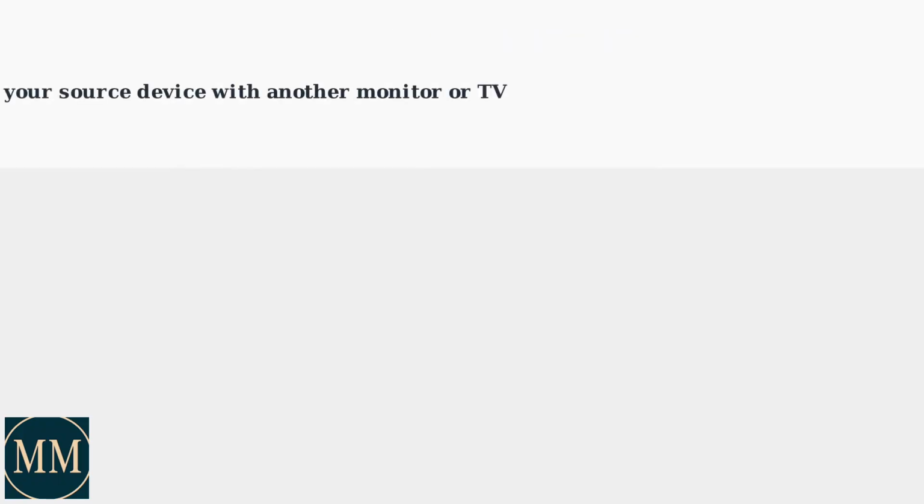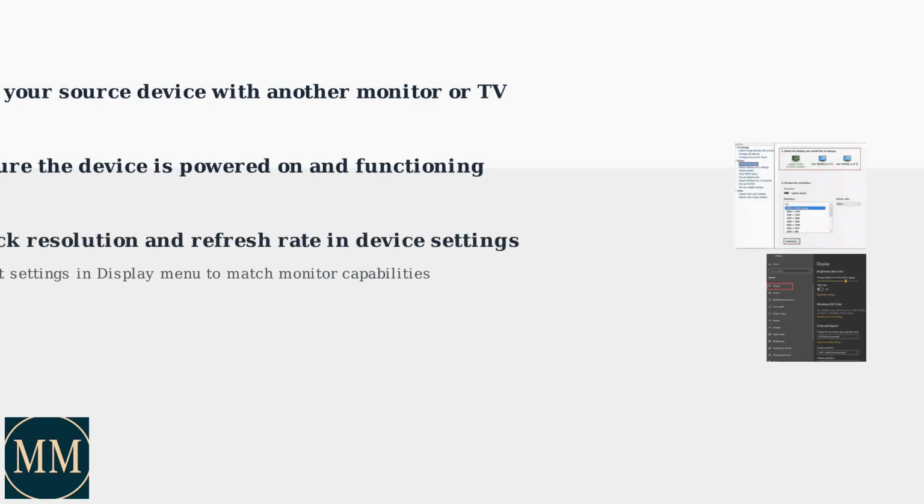To verify the source device, first test it with another monitor or TV to ensure it's outputting a signal correctly. Make sure the source device is fully powered on and showing output on its own screen. Check that the correct resolution and refresh rate are selected in the device's display settings, as shown here.